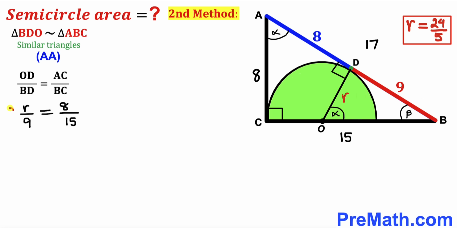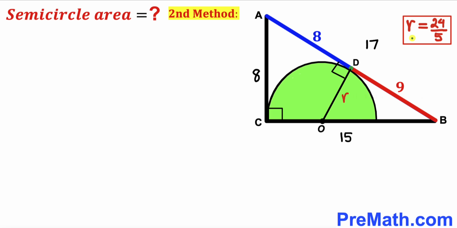And now I'm going to multiply both sides by 9 to isolate lowercase r. And here we can see 9 and 9 is gone. So therefore, lowercase r turns out to be 8 times 9, which is 72, divided by 15. And if we reduce this fraction, our lowercase r turns out to be equal to 24 divided by 5 units. So thus our radius lowercase r turns out to be 24 divided by 5 by using the second method as well.